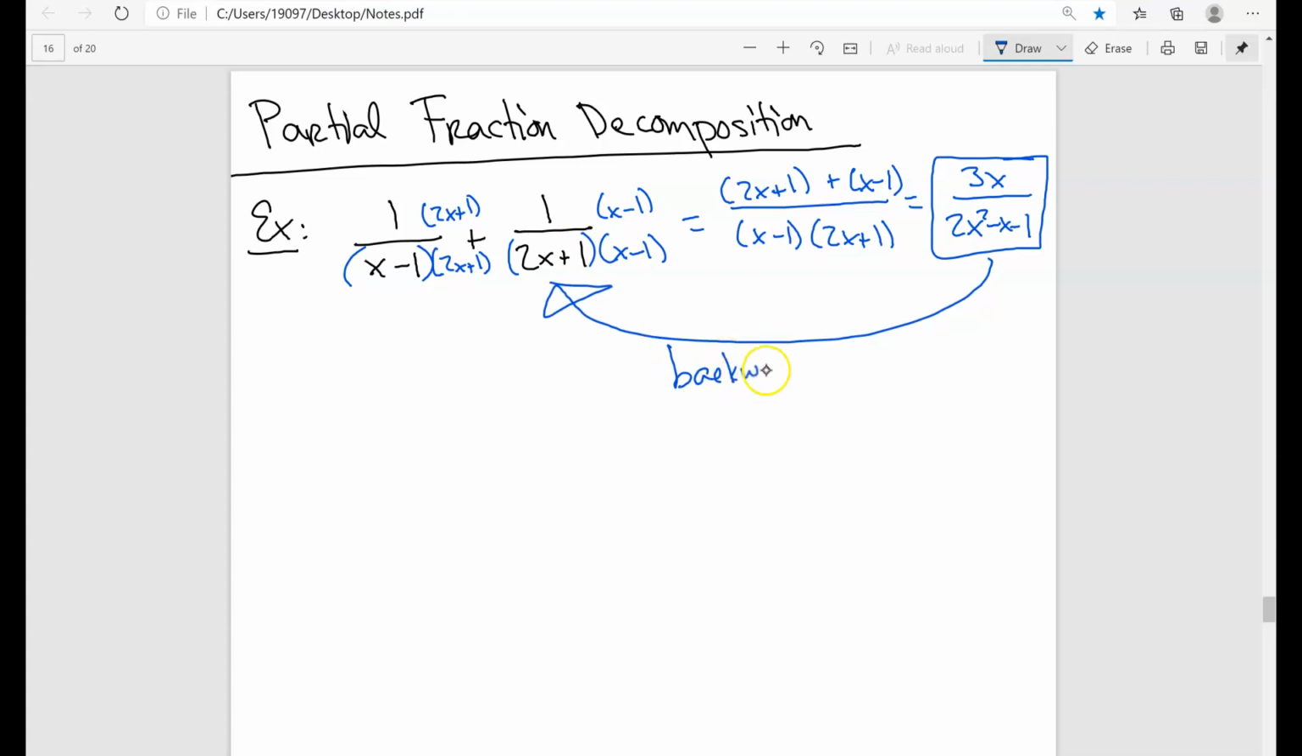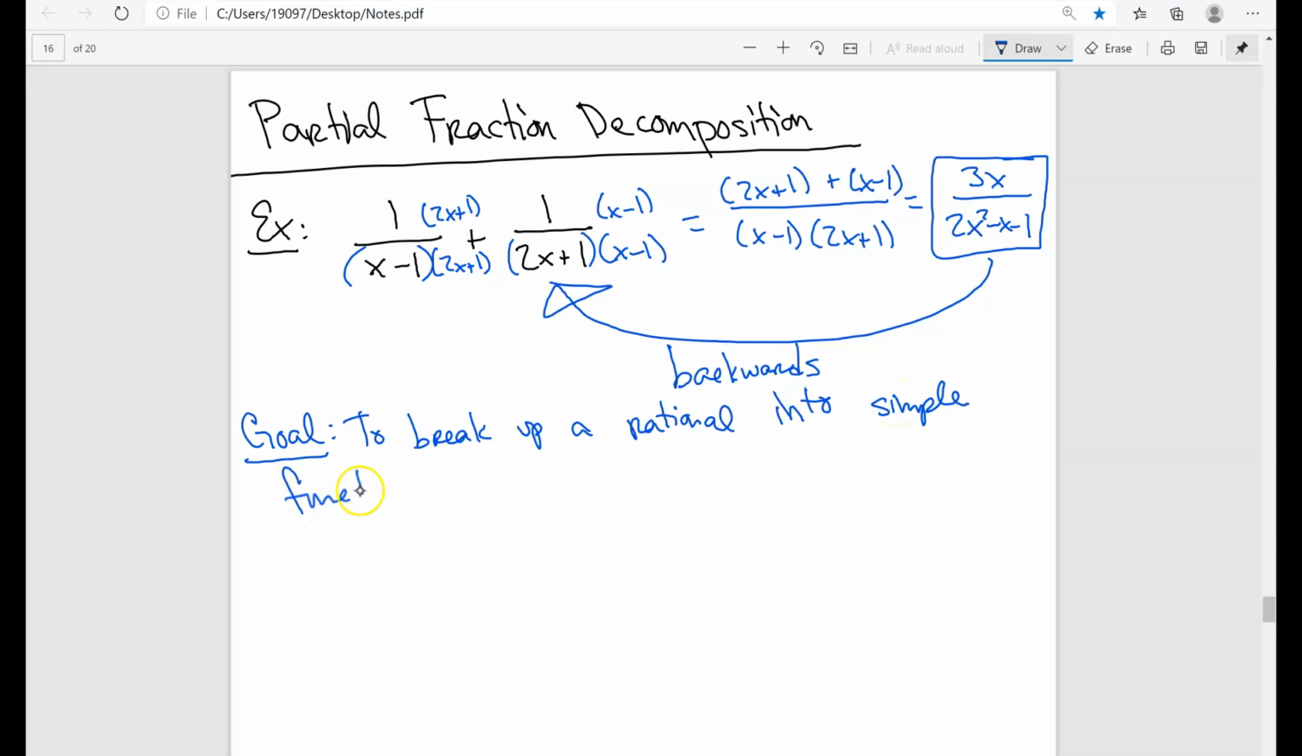So break everything into partial fractions, into their individual fractions. So how do you do this? So the goal here is to break up a rational into simple functions. And these simple functions are what we call partial fractions.